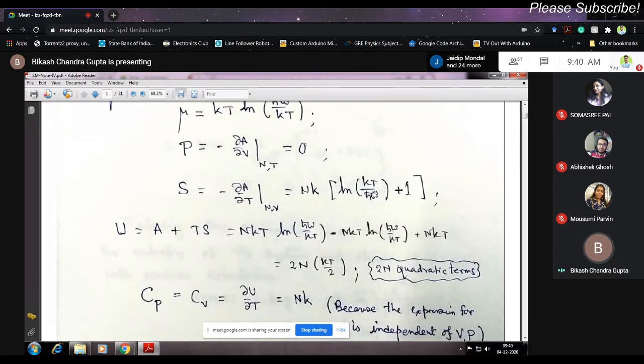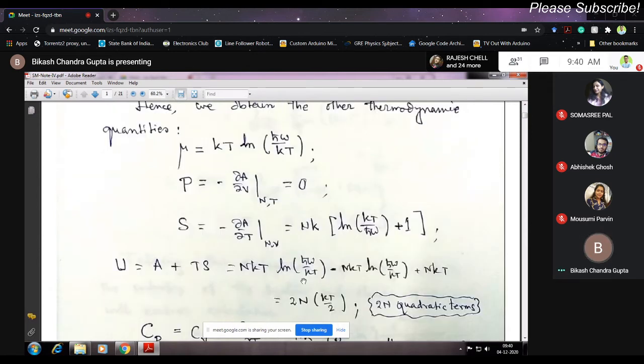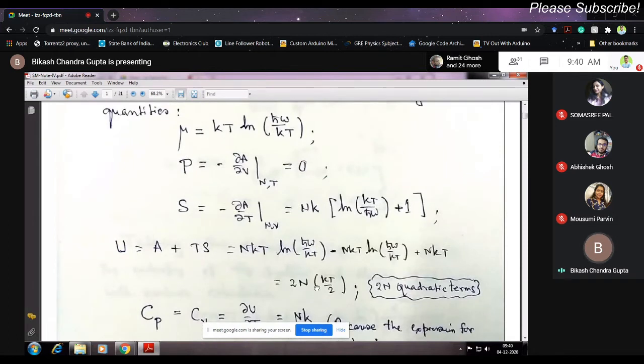Okay, this is the entropy, and your U, the total energy, turns out to be twice n kBT, and of course certainly because you have p square by 2m plus half m omega square x square, two quadratic terms for each oscillator, and therefore you will have 2 times kBT by 2, and therefore each oscillator will contribute kT, because it's a 1D oscillator, and n times.